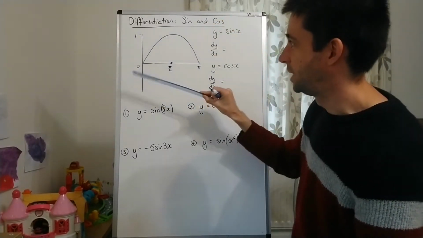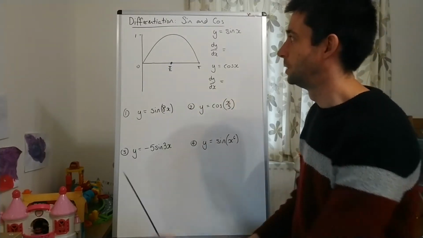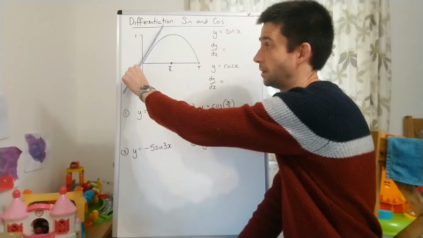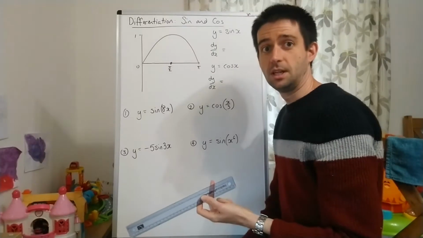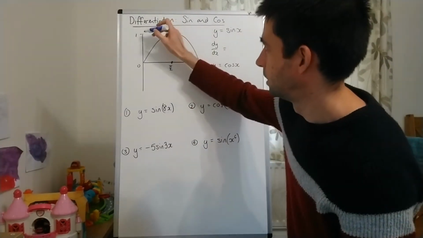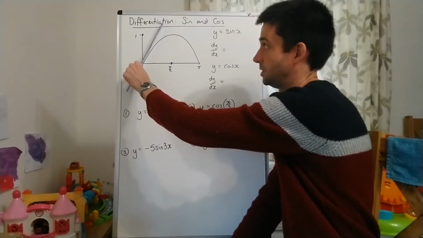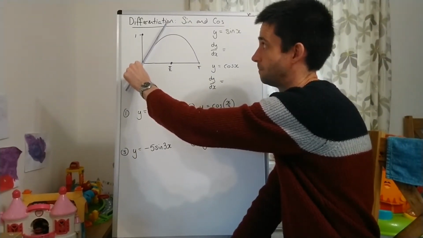And what's happening up to 0? Okay, well, if I were to draw a tangent in here, at the point where x equals 0, the gradient of that tangent is 1. So I'm going to plot that point up there, because the gradient of the tangent at 0 is 1.